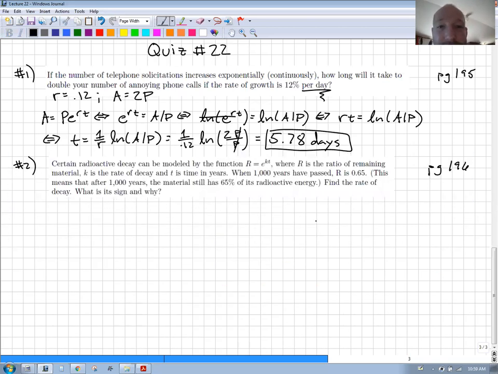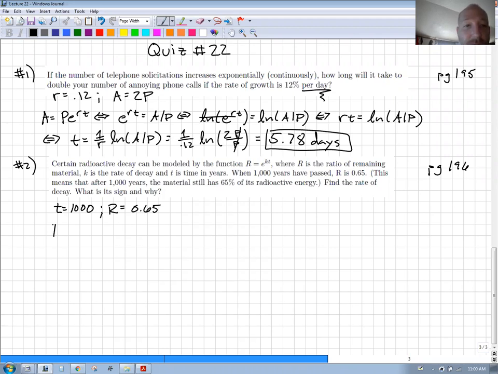So certain radioactive decay can be modeled by the function R equals e to the kt, where R is the ratio of remaining material, k is the rate of decay, t is the time in years. So when 1,000 years have passed, so t is 1,000, and they say R is 0.65. So after 1,000 years, the material still has 65% of its radioactive energy. Find the rate of decay. What sign is it and why? So we need to find k here.